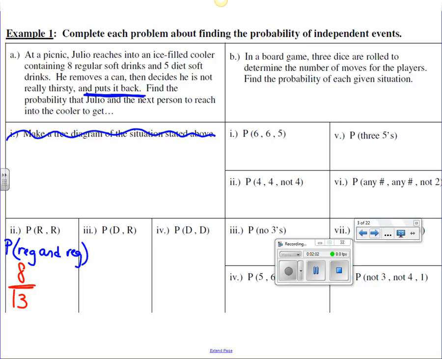And then when it says the word and, we're going to multiply. Now, he put the soft drink back, so there's still going to be the same probability for this. There's still 13 cans in the cooler. And how many are regular? 8. So it's the same thing. So in your calculator, remember to use parentheses for fractions. What's another way you could type in 8 over 13 times 8 over 13? Yep, and I think that's quicker, but again, it's totally up to you. And let's go ahead and make that a percent.